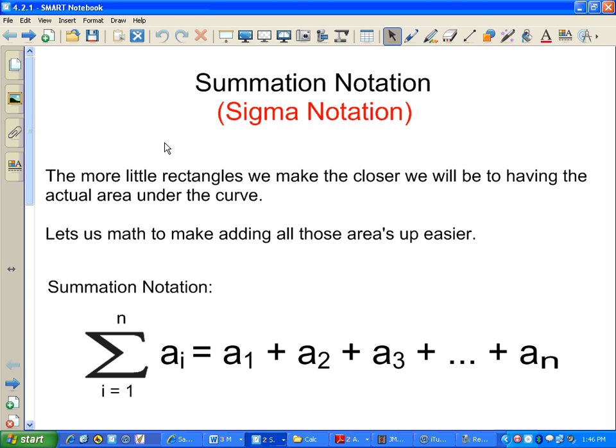So if we can find a mathematical way to add up the area of, say, 100 or 1,000 little rectangles more quickly than actually calculating the area of each one individually and then adding each one up, then that's going to make our approximating process much smoother. And so the notation and mathematical concept we're going to use is summation notation, where we're taking the sum of a certain function at a bunch of tiny little values.